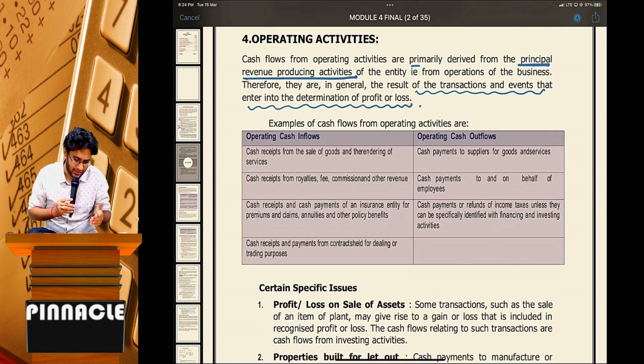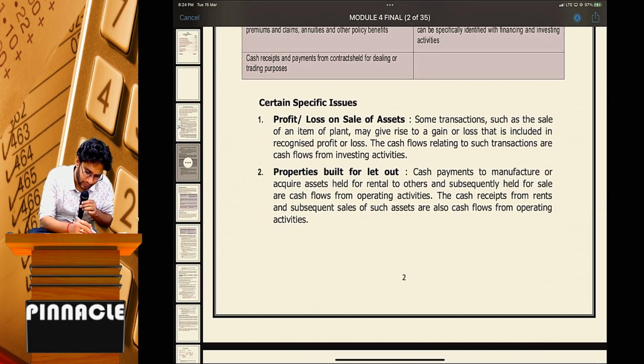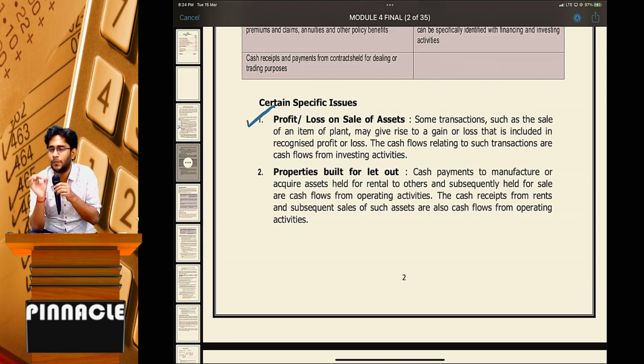Exceptions will be there. Examples he gave, examples are already covered, sir. Don't go and read that again. Go to this one. Sir, in your P&L account, gain on sale of machinery is there. Is it operating or non-operating? Gain on sale of machinery is non-operating. Why non-operating? The gain is part of your sale proceeds of machinery. Which activity is sale of machinery? Investing activity. So when you are working out cash flow from operating activities using the indirect method, this gain on sale is something you have to remove.